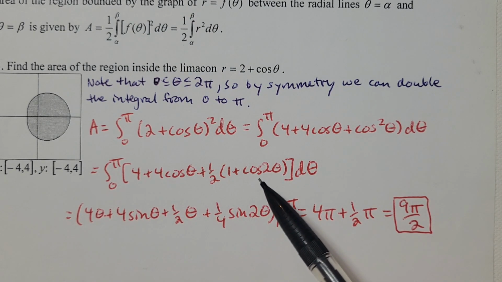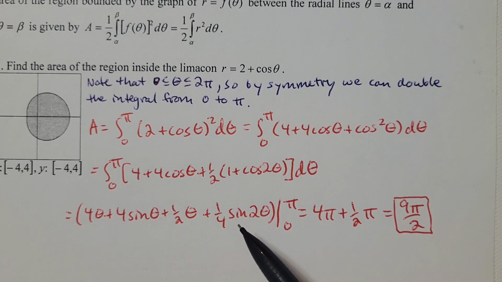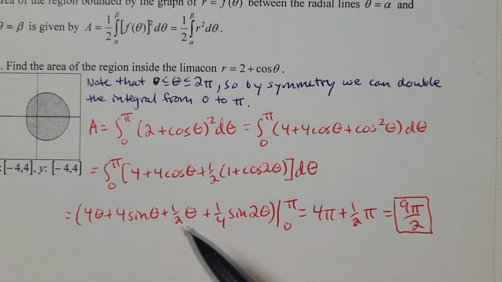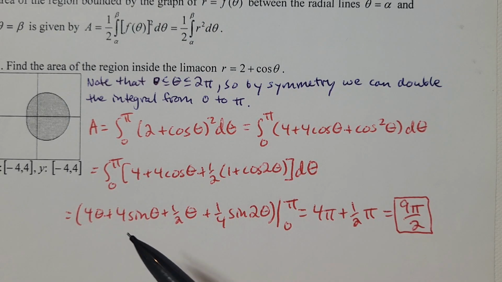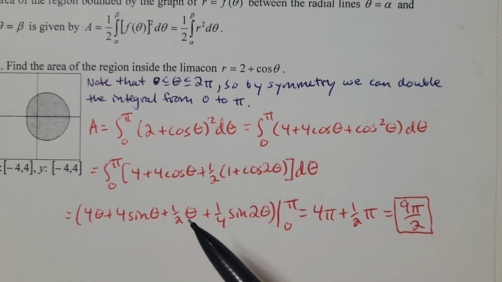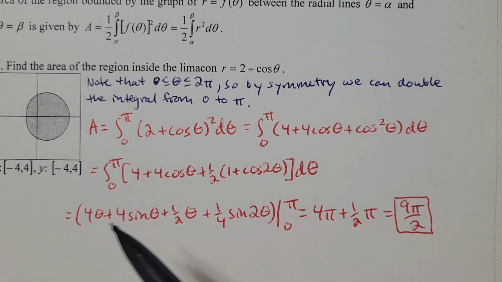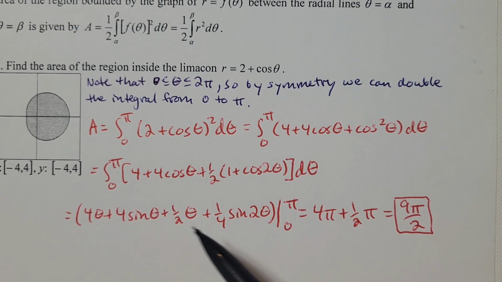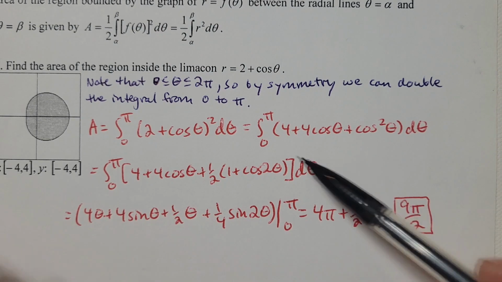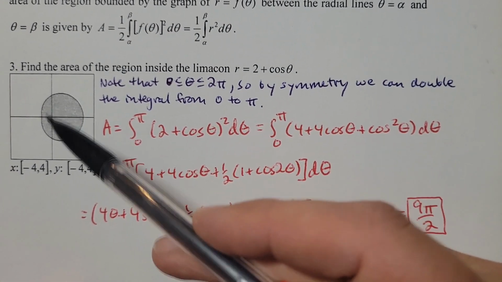plus 1/2 cosine 2 theta's antiderivative, which is 1/2 sine 2 theta, times 1/2, that's 1/4 sine 2 theta, and you're going from 0 to pi. Plug in the bounds then. You've got 4 pi plus sine pi is 0, sine 2 pi is 0, and then 4 pi plus pi over 2. And when I plug in 0, all these terms are going to be 0. So I've got 4 pi plus pi over 2, that's going to be 9 pi over 2. That would be the area of this shaded region here in the picture.